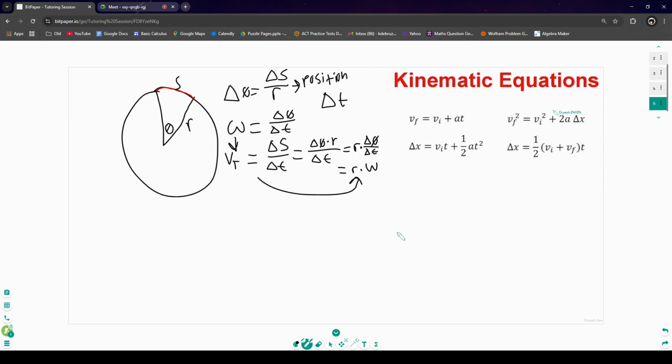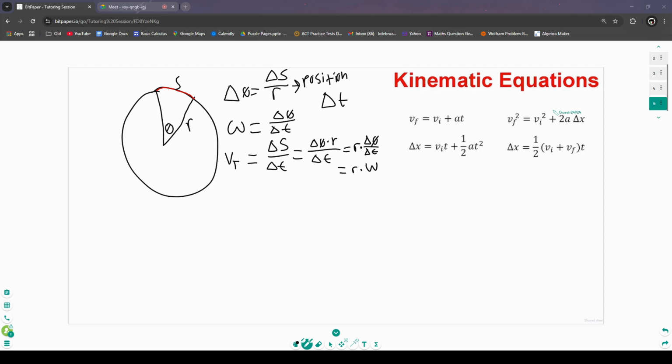Wait, what does omega stand for again? Omega is specifically just the angular rotation. So we're not worried about how far away it is from the circle. If you imagine a turret turning left and right, we don't necessarily care about how far away the target is. We only want to know that the turret has rotated 20 degrees or something like that. Okay. Good so far?